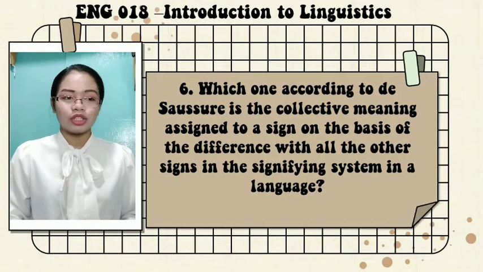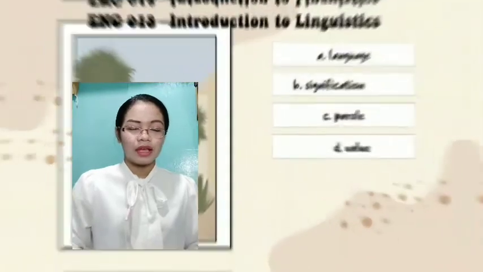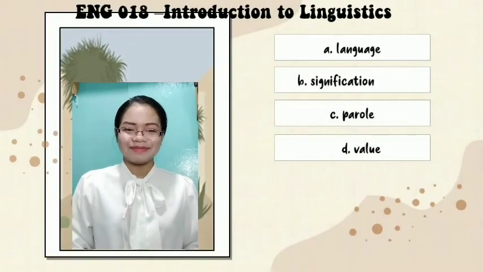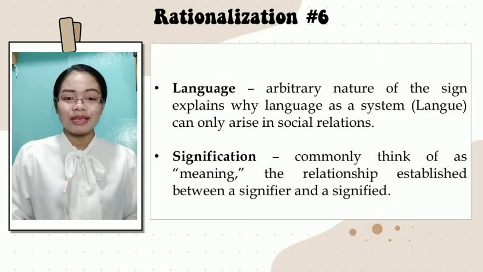Which one, according to de Saussure, is the collective meaning assigned to a sign on the basis of the difference with all the other signs in the signifying system in a language? Letter A, language. Letter B, signification. Letter C, parole, or letter D, value. So let's define letters A, B, C, and D.